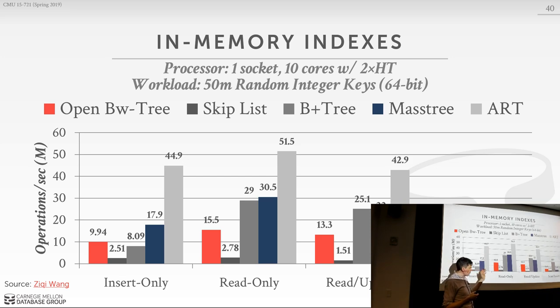We have insert only, read update, and then scan insert. So last class, I only showed you these first three here. And again, across the board, the ART index crushes everyone. The skip list is always terrible. BW-Tree may do better than B+ tree sometimes, but not always, right?